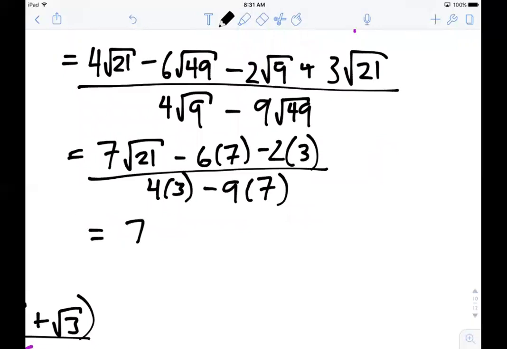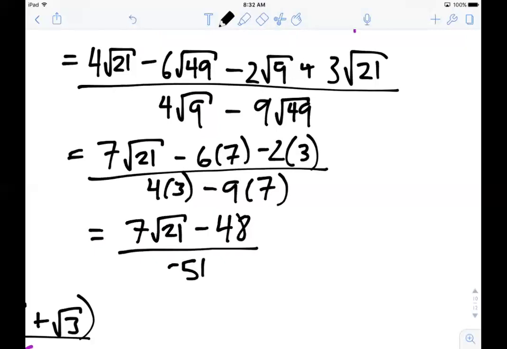So now I have 7 root 21 minus, when I put all those numbers together, it's minus 42 and then minus 6, so minus 48. On the bottom, 4 times 3 is 12. Then I subtract 9 times 7, so I'm subtracting 63. I would get negative 51.